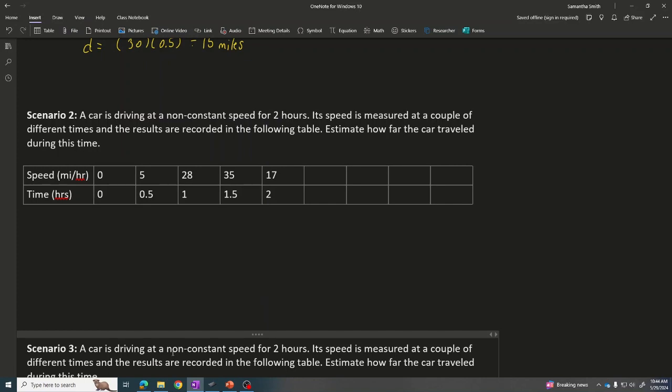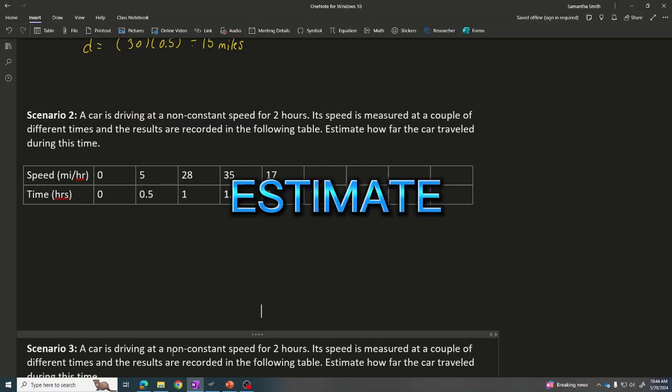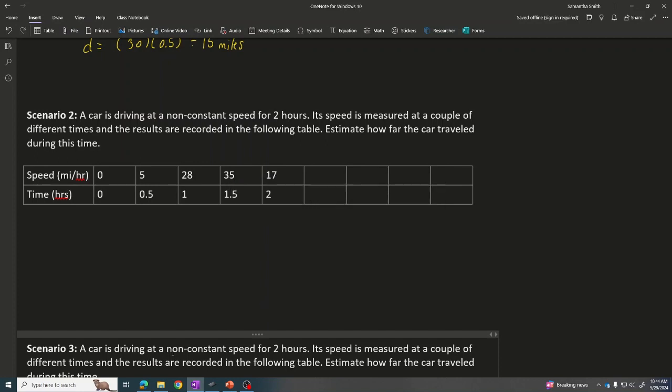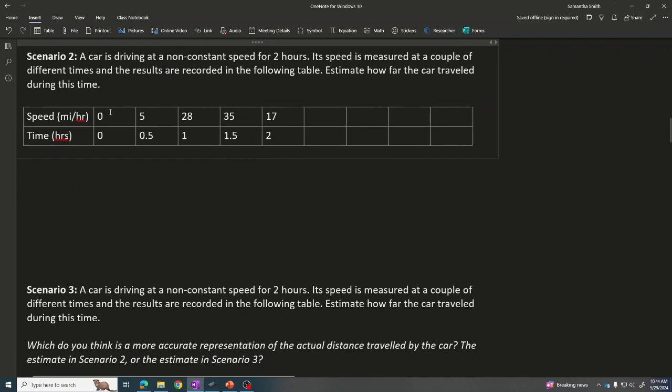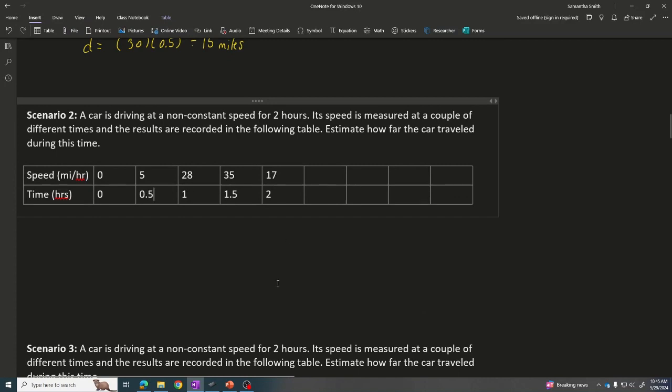We have a car, but it's no longer driving at a constant speed. Instead, we have a table of the number on the speedometer as recorded at a couple of different times. Let's try to use this information to get a reasonable estimate for how far the car has traveled. This table says that when no time has passed, when the car is initially setting off on its journey, it has a speed of 0 miles per hour. Then you turn the car on, put your foot on the gas pedal, accelerate, and at time 1/2 hour, we record a speed on the speedometer of 5 miles per hour.